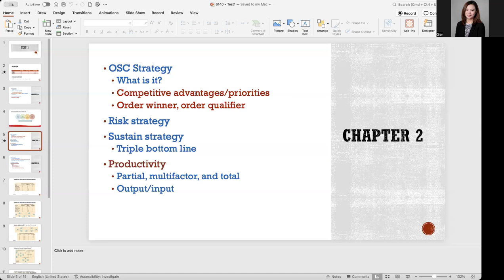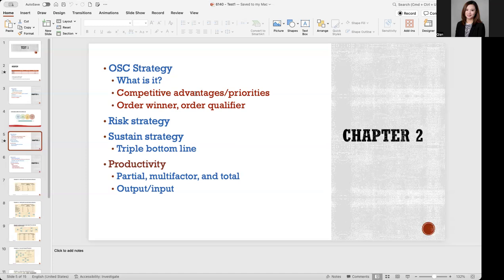And except for the contents of the textbook, I also gave you a table with different examples for the different competitive advantages. So go over the PowerPoint slides for this part. And once you figure out the competitive priorities or advantages, another term you need to figure out is order winner and order qualifier. What are the differences between these two?